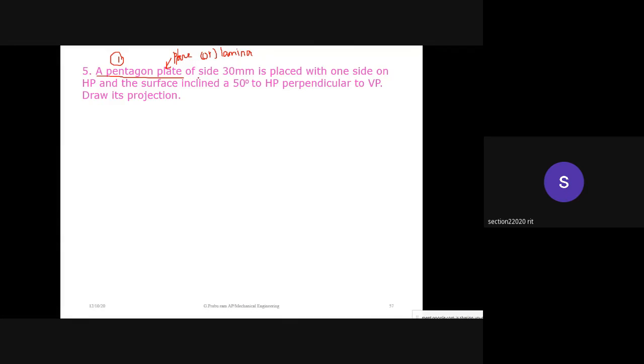And they have given a side of 30 millimeter. So the lamina side is 30 millimeter, placed with one side on HP. Whatever the word we are discussing, everything is data. This is very, very important. One side on HP is very important data. So we call it a resting position. This is called our resting position, and the surface is inclined at 50 degree to HP.